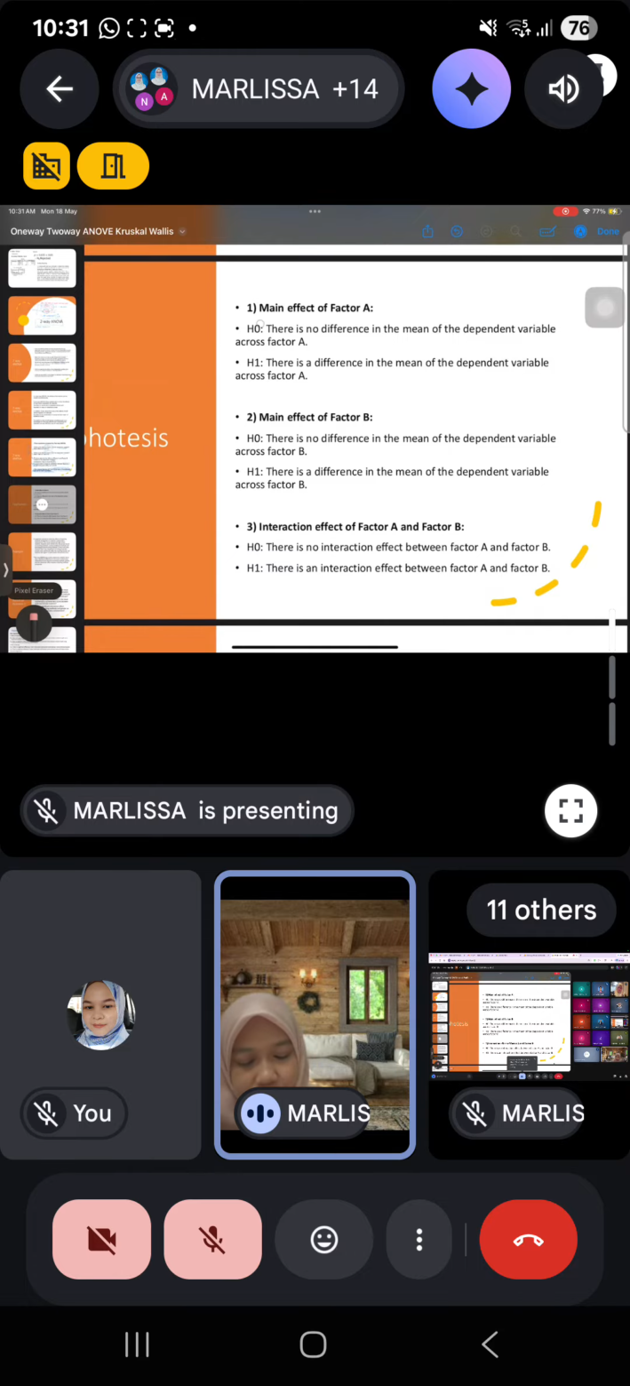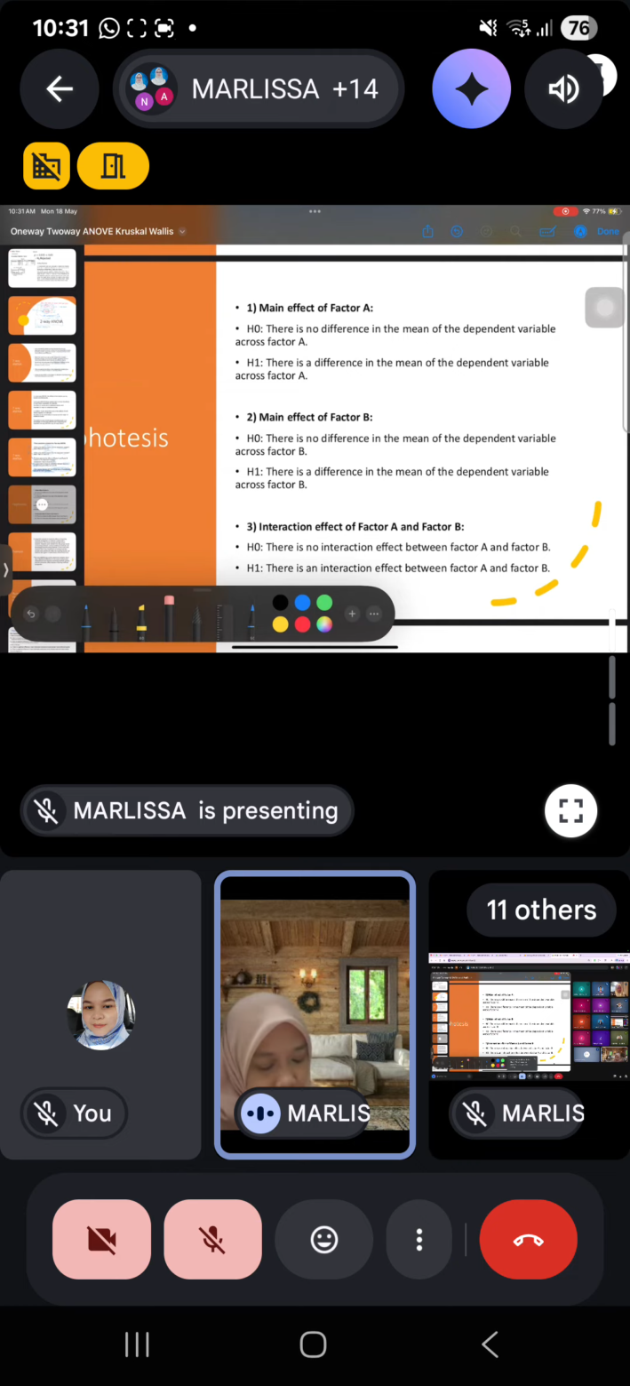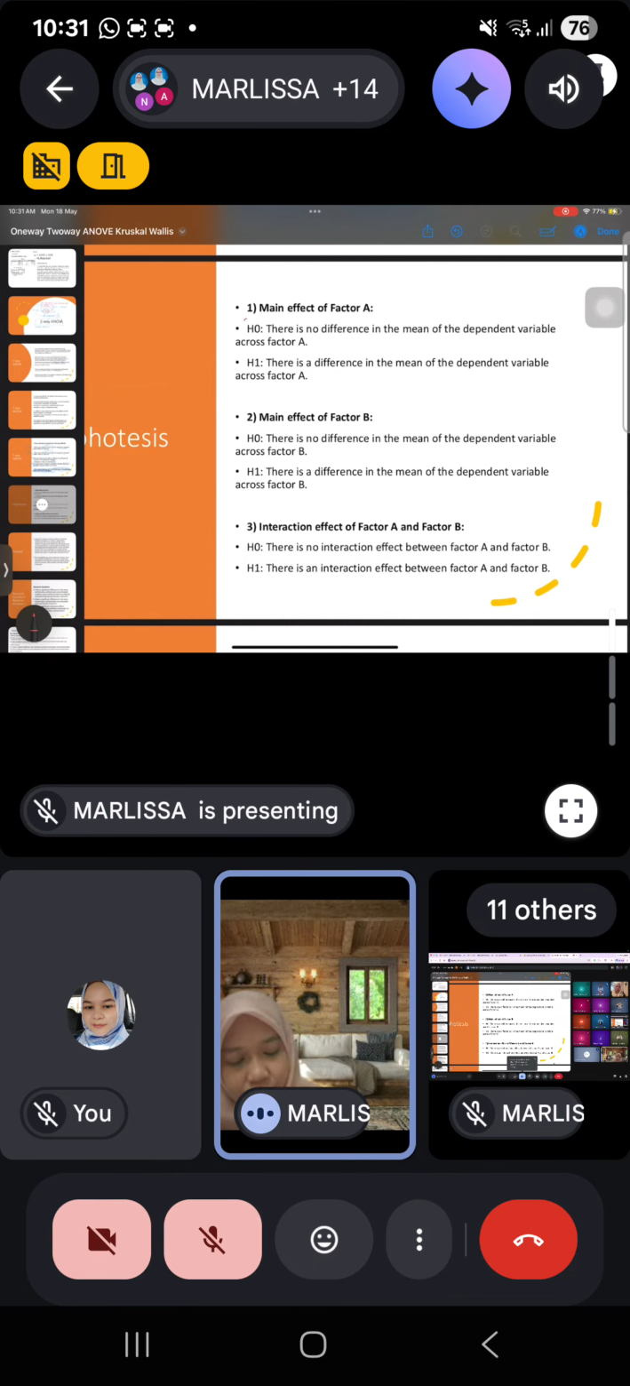Okay, this is the null hypothesis and alternative hypothesis for main effect. The null: there is no difference in the mean of the dependent variable across factor A. The alternative: there is a difference in the mean of the dependent variable across factor A. So this is how you write the main effect hypothesis.